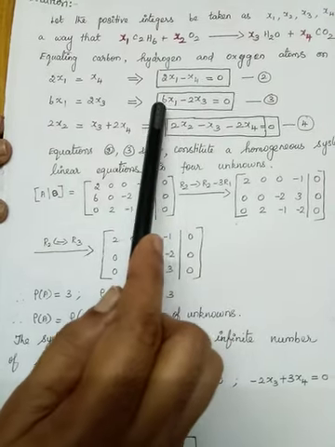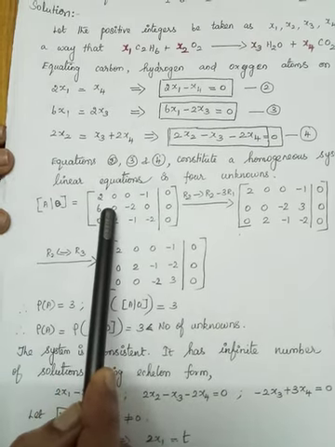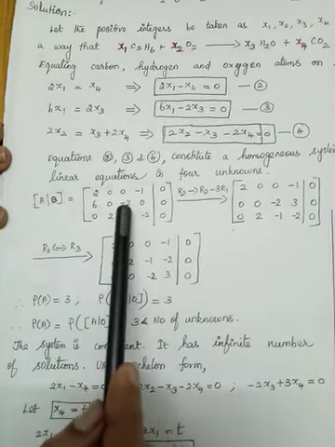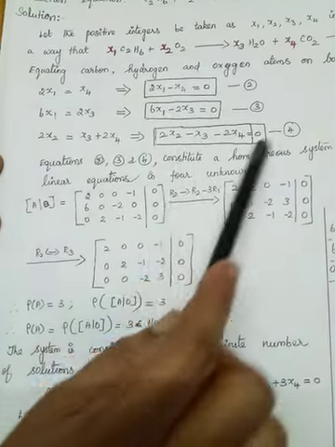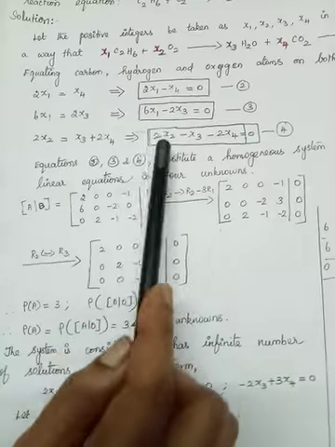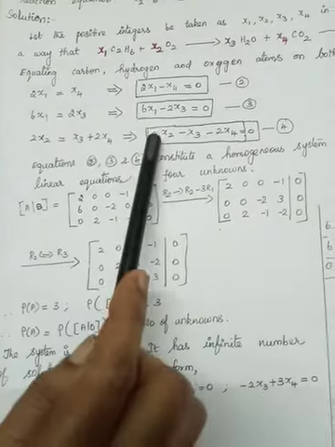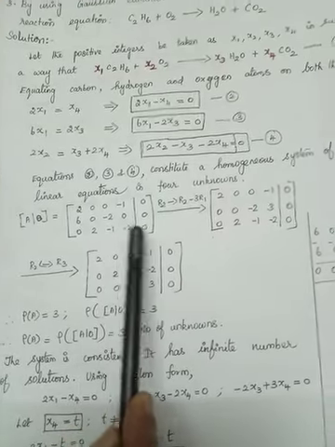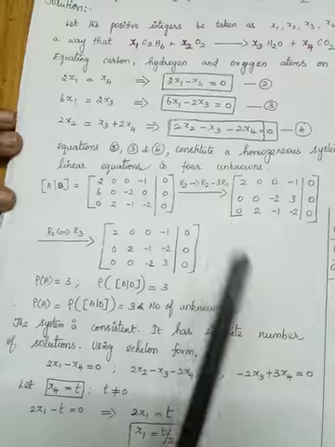Come to the next one: 6x1, so I have written 6 here. No x2, so it is 0. Your x3 coefficient is -2. x4 is 0, so it is equal to 0. In the same way, come to the fourth equation. No x1, so in the place of x1 I have put 0. Here it is 2, -1, -2, which is equal to 0. So we got the augmented matrix.